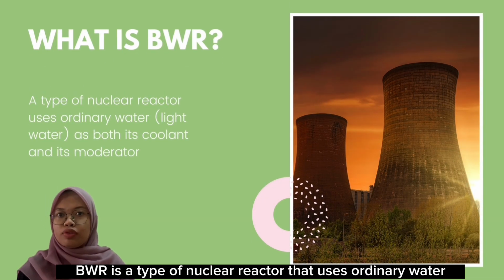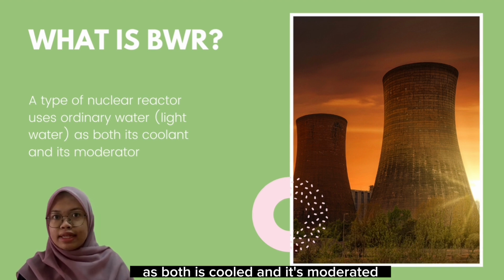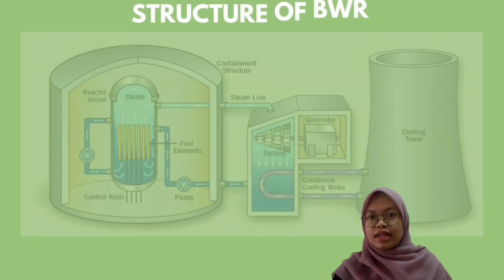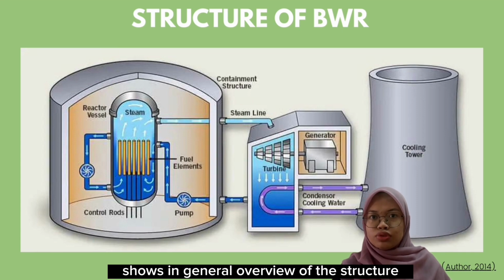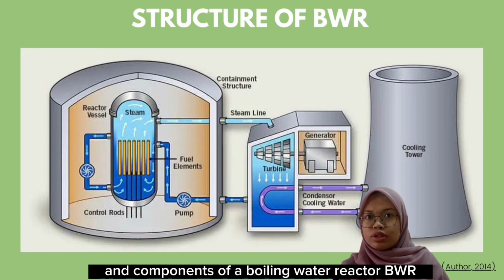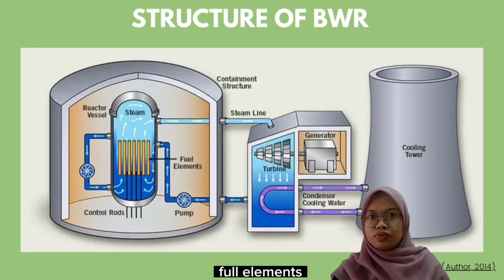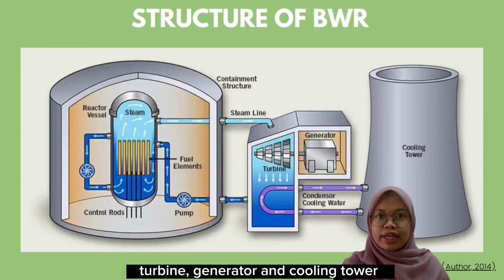BWR is a type of nuclear reactor that uses ordinary water, which is light water, as both its coolant and its moderator. I will explain more details in the next part. Next, this figure shows a general overview of the structure and components of a boiling water reactor, BWR. It consists of reactor vessels, control rods, fuel elements, pump, steam line, turbine, generator, and cooling water.